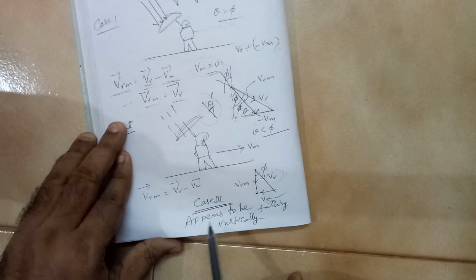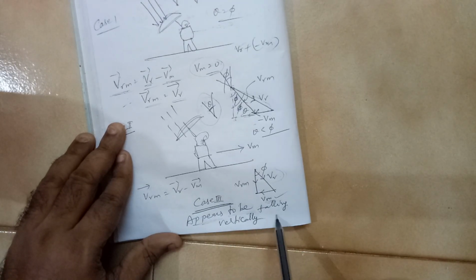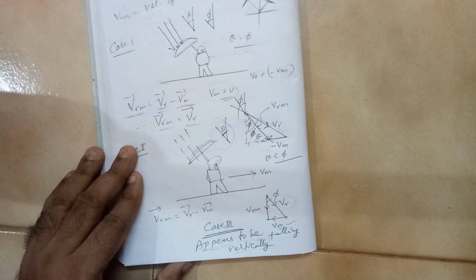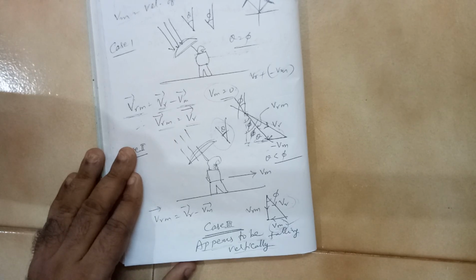Okay, so this is the case where it appears to be falling vertically. But is the rain falling vertically? It is not falling vertically. It appears so, and that is because of the particular speed of the man.